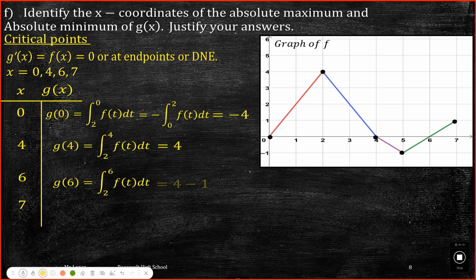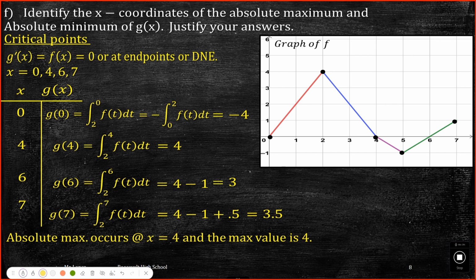Anyway, you want to test them with a table. Maybe do it like this. Better. The absolute max is at x equal to 4, and the maximum value is 4. The absolute min is at x equal to 0, and the minimum value is negative 4.